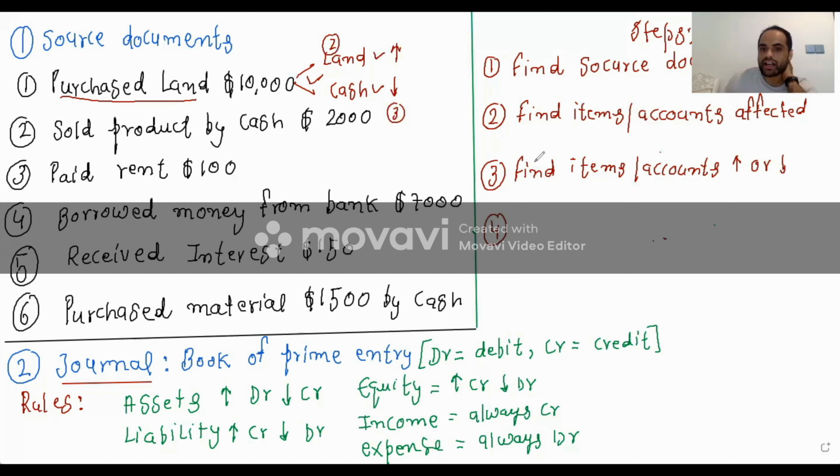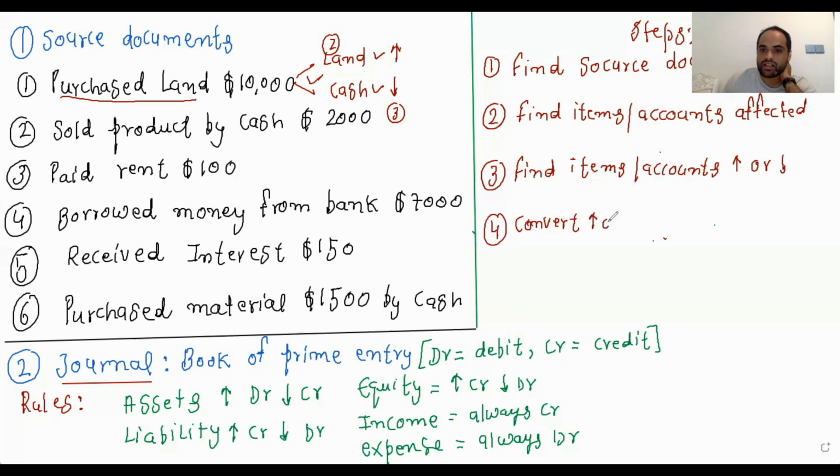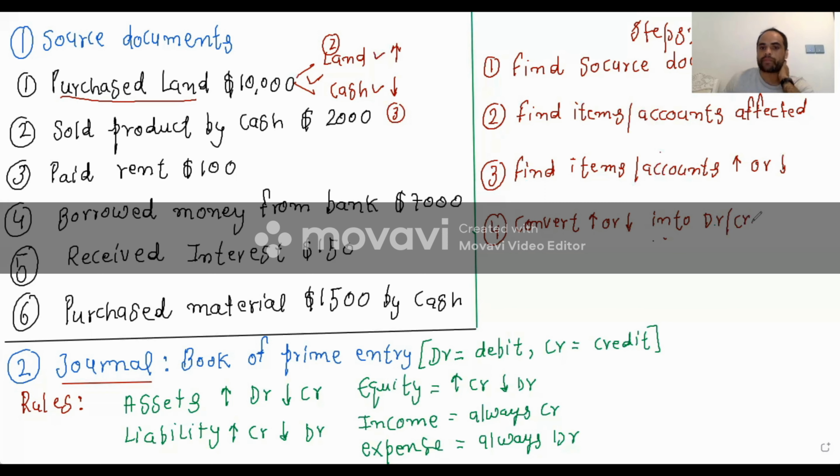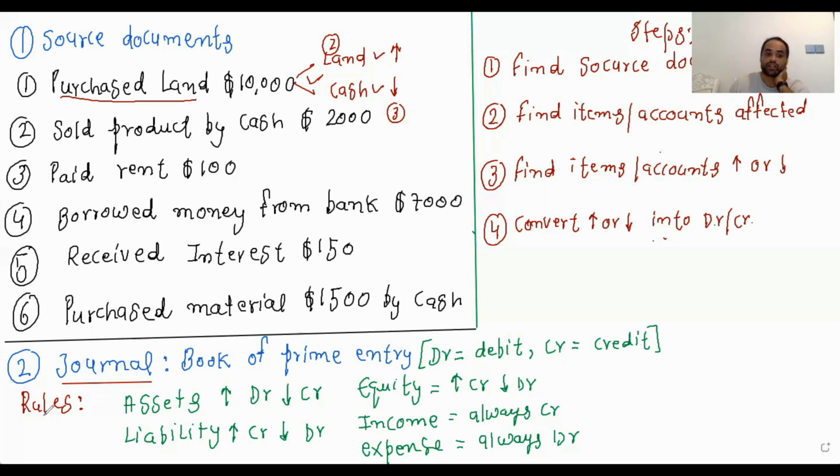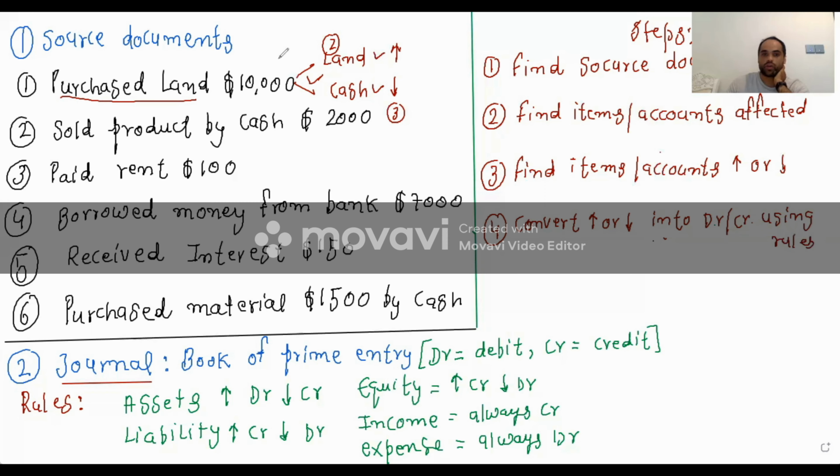Now, step 4. Step 4 is convert this increase or decrease into debit, credit. Land increase, cash decrease. So you have to convert this increase, decrease into debit, credit. How can we convert this? We can use the rules. Convert using rules. So land. You have to find what land is.